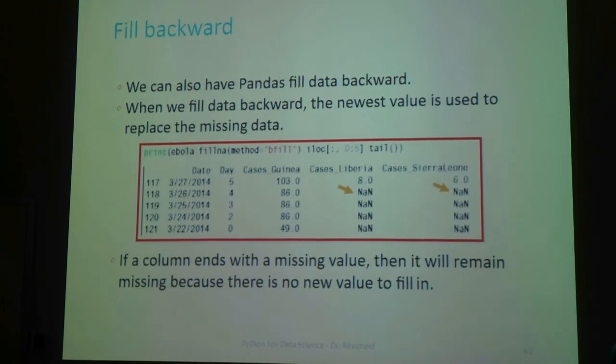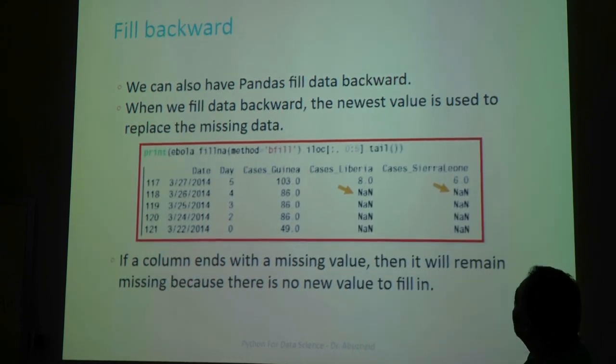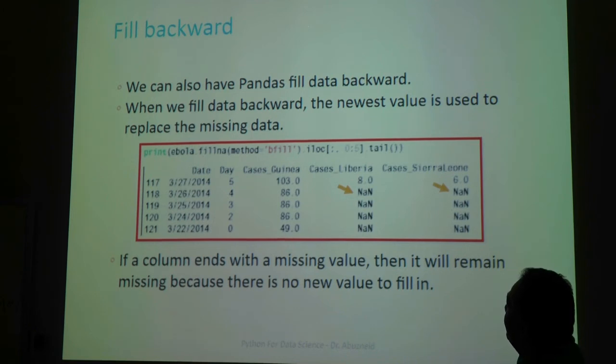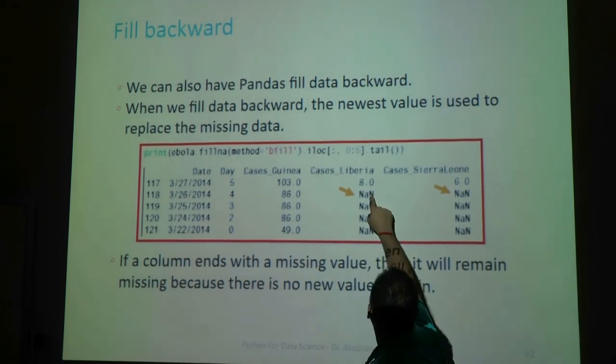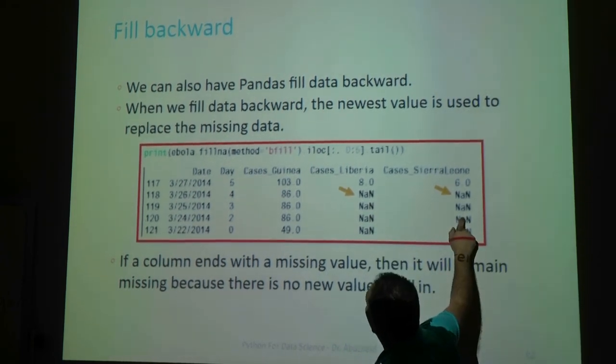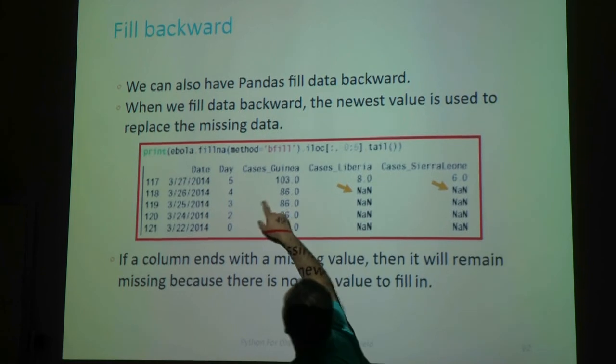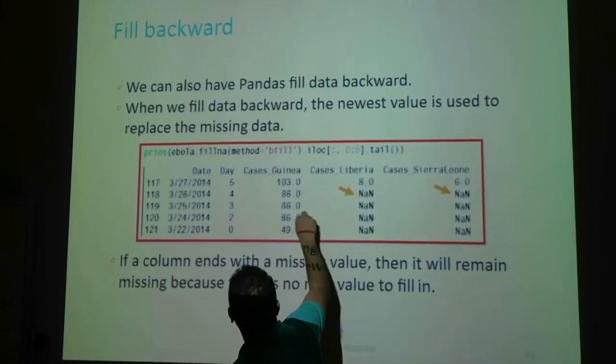You look in here, this one fell backward. Okay, fell backward. So it has to look for the next one. The next one is nothing. That could not do anything. Same thing in here.